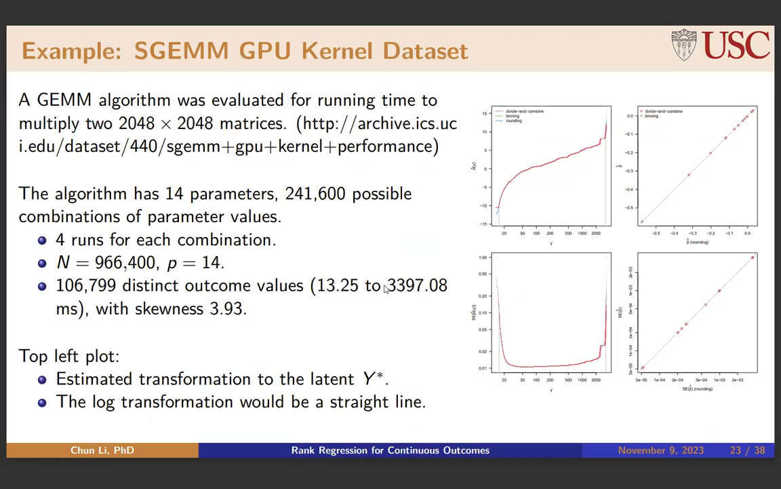Right. So, let me give you an example. Here is one data set I downloaded from the UCI machine learning database. GEMM stands for General Matrix Multiplication. It's really about multiplying huge matrices. There's a strong need for doing that. The whole deep learning community relies on matrix multiplication.